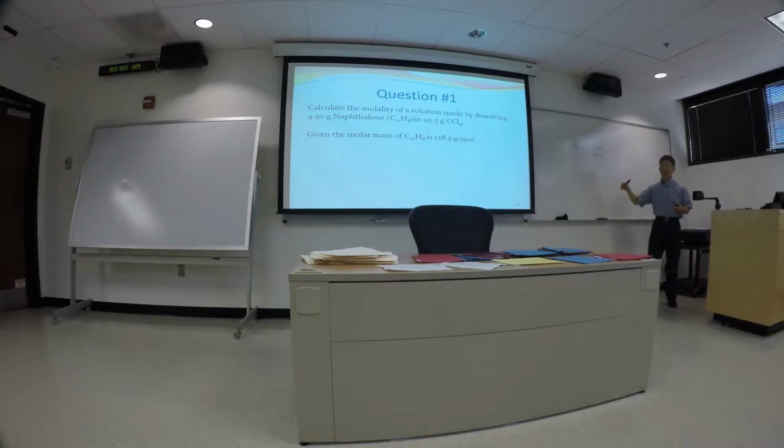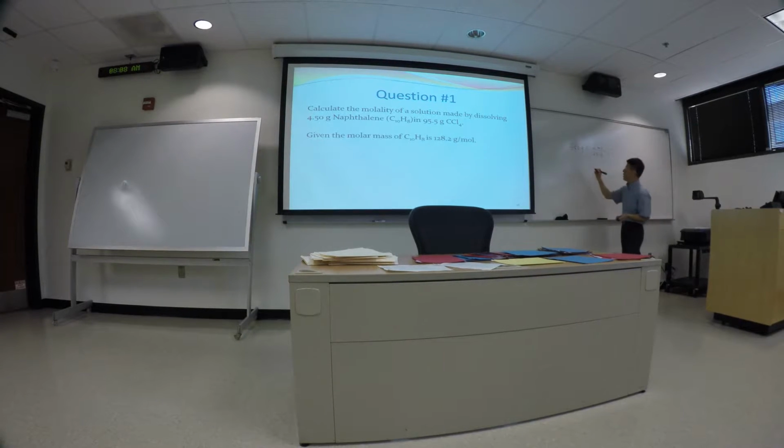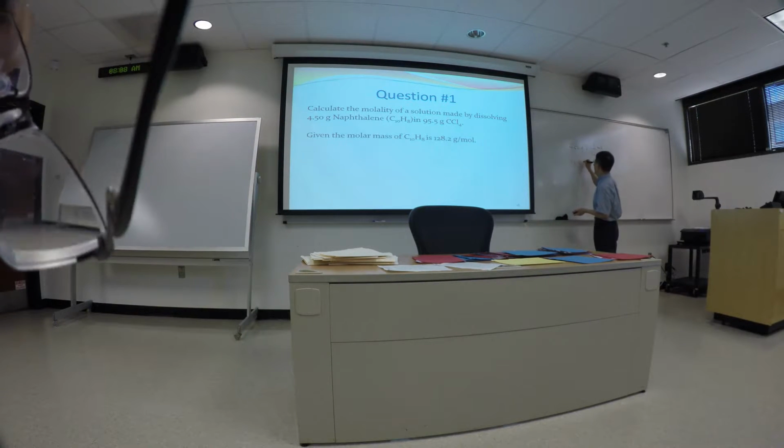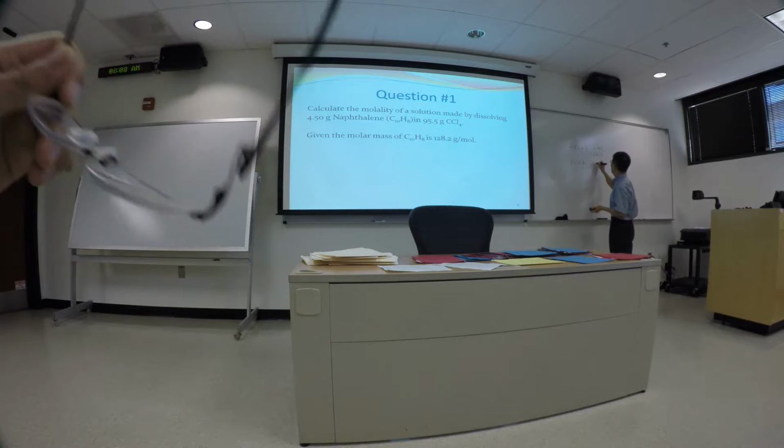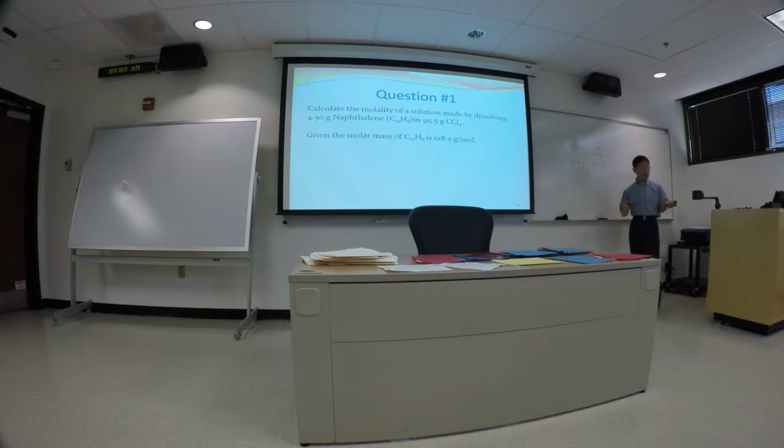And then, by definition, it is the moles of solute divided by the kilogram of solvent. So we have 95.5 gram of carbon tetrachloride. Well, we've got to convert it into kilograms. So 1 kilogram equals 1,000 grams, and gram cancels out. So that will give you the answer for this question.